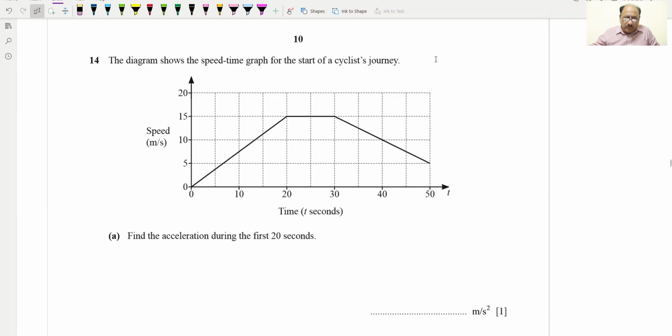Now question number 14. Question 14 says the diagram shows the speed time graph for the start of a cyclist's journey. This side is speed and this side is time. A part, find the acceleration during the first 20 seconds. So the first 20 seconds will be this, and we need to find the gradient.